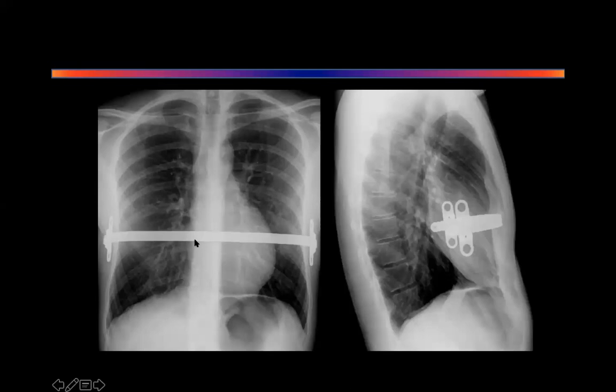The Nuss rod within the chest is done for pectus excavatum. Nuss procedure. What is the word we use? Bar. What is this on the side? The studs. They call them fixation studs. Yes, fixators. Okay, so they are fixators. You can have one rod or more than one rod, it depends on how they do it. So this is correction of pectus excavatum.